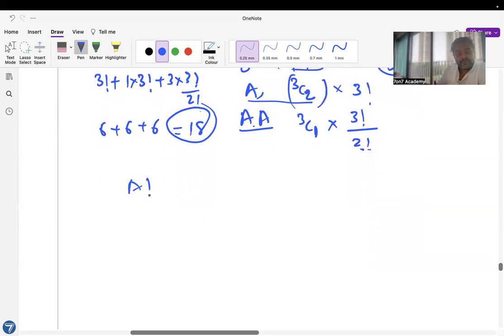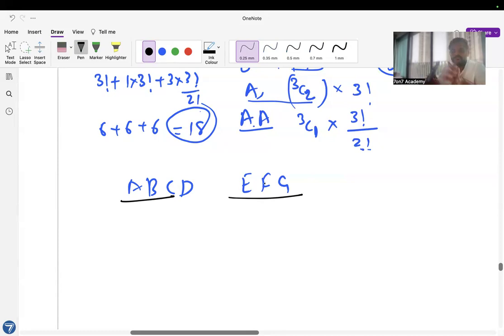Suppose I have A, B, C, D, and I have E, F, G. So how many different, these are the boys, these are the girls. You have to do a seating arrangement such that no girls are together. Understand the question? Yes, sir. You don't want girls to be together at all. So you can keep 1 and 1. So keep 7 seats. You can do this way.